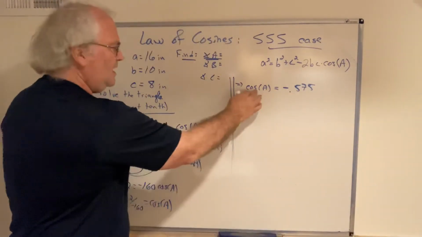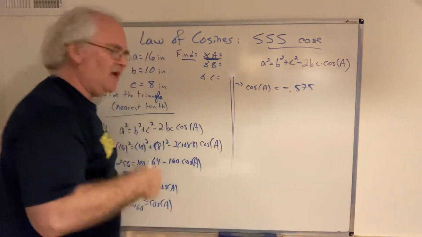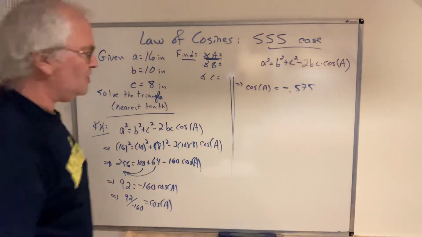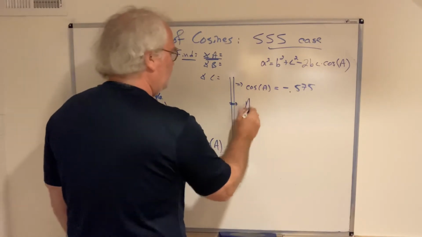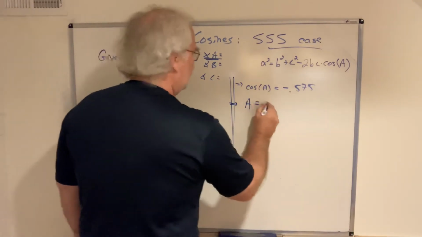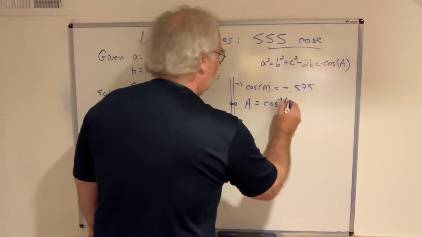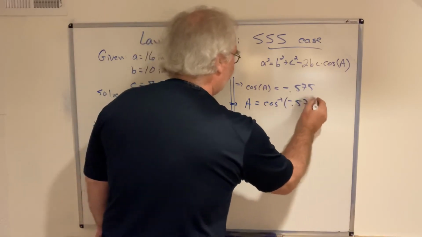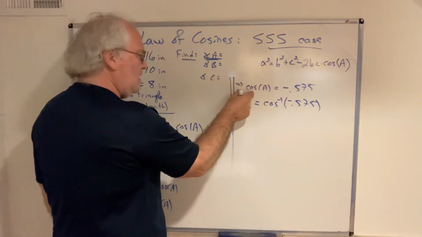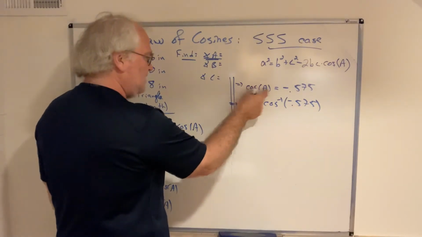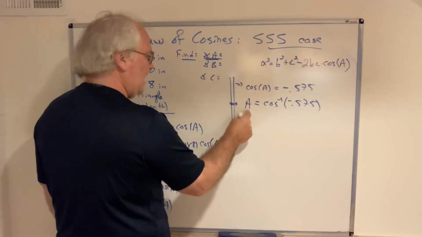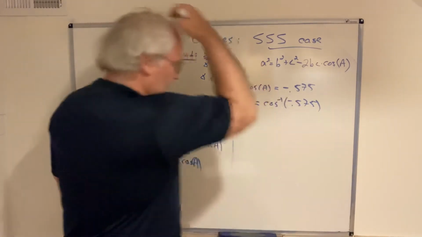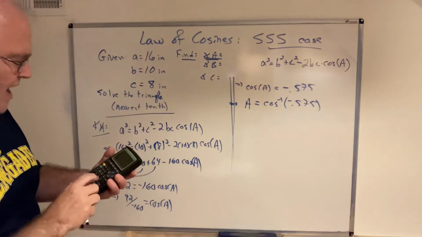And then I want to get rid of the cosine, so I use cosine inverse of both sides of that equation. Cosine inverse of cosine cancels, and we're left with just A. And I need cosine inverse of negative 0.575. Remember, inverse functions applied in sequence is as if they cancel, and we're left with just the argument. Cosine inverse of cosine of A is just angle A. Cosine inverse of negative 0.575, we're going to have to compute.